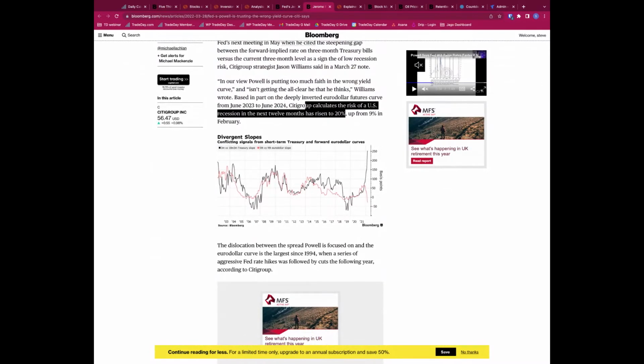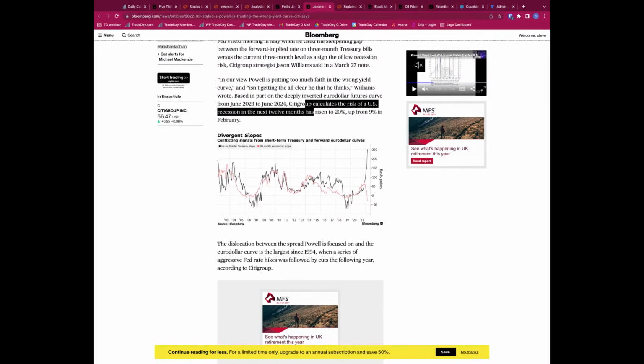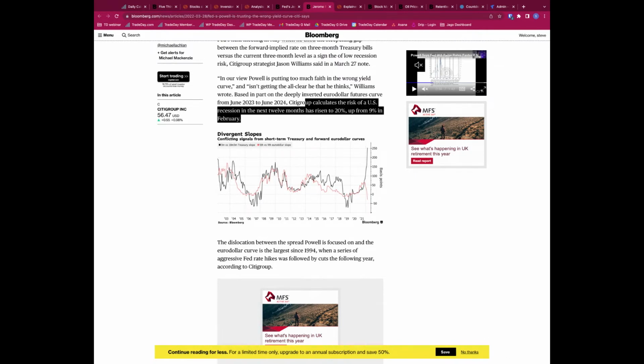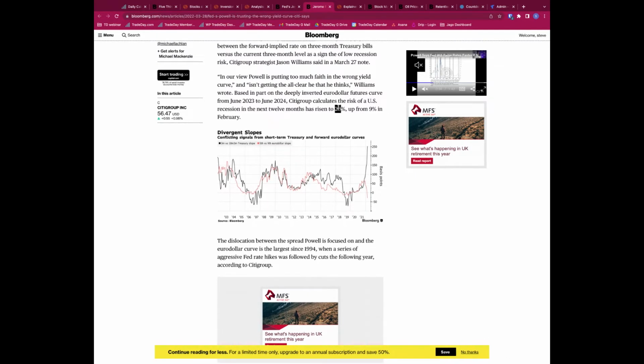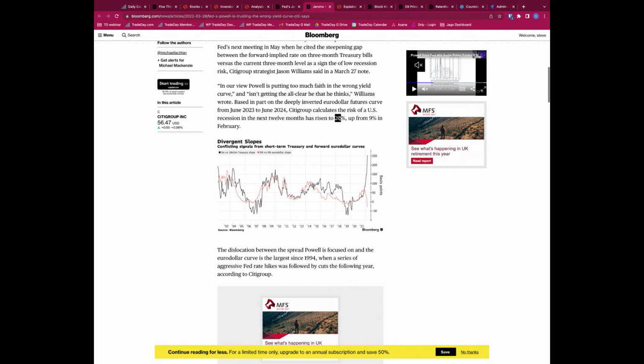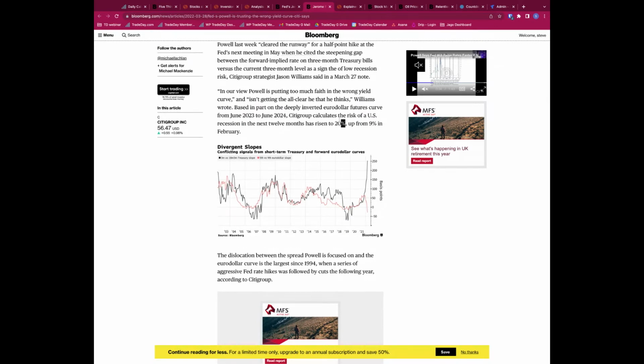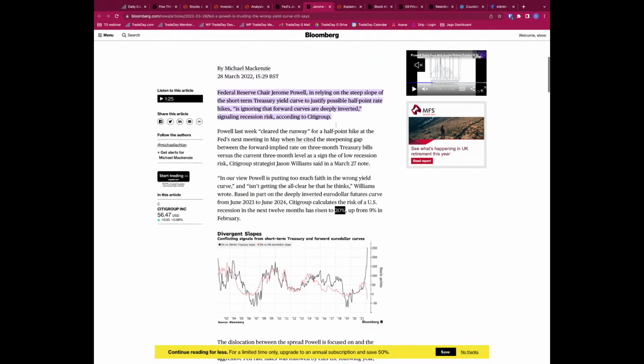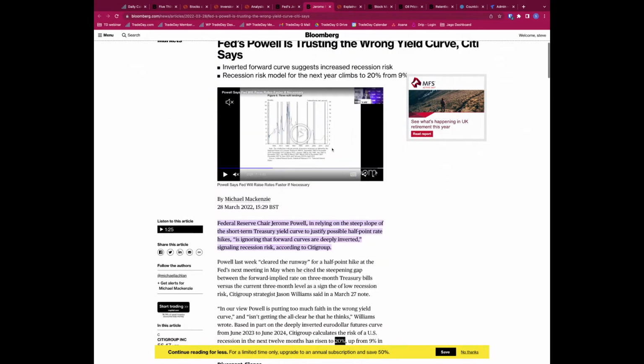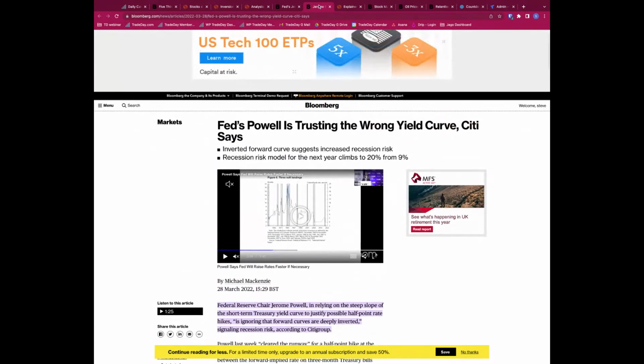Citigroup calculates the risk of a US recession in the next 12 months has risen to 20%, up from 9% in February. So yes, it's higher, but it's still only a very outside chance at 20%. But that's in the next 12 months; it doesn't say beyond 12 months. Citigroup's analysis says that he's looking at the wrong part of the curve.